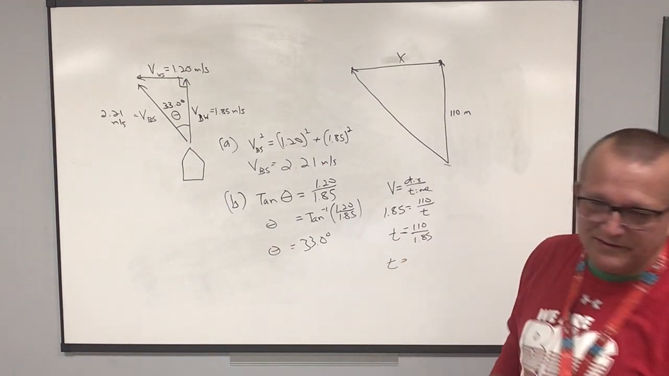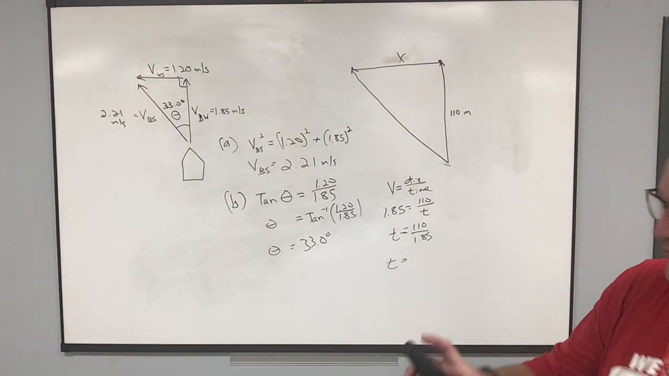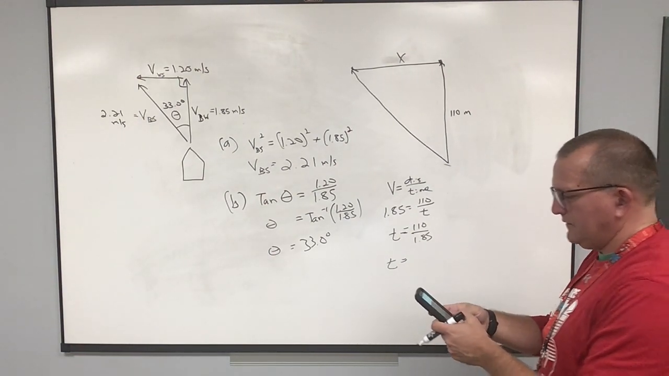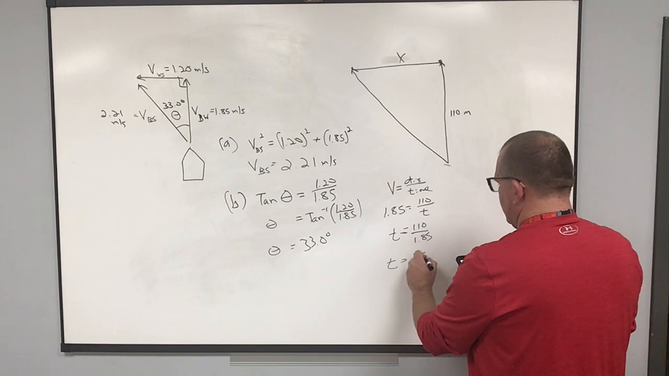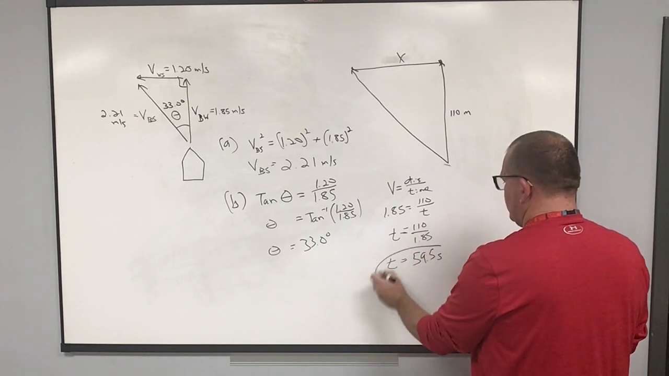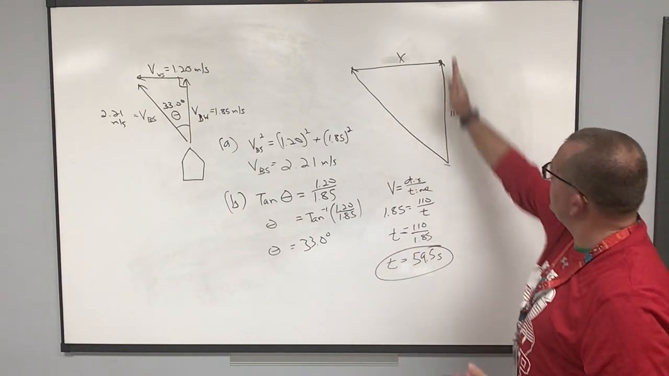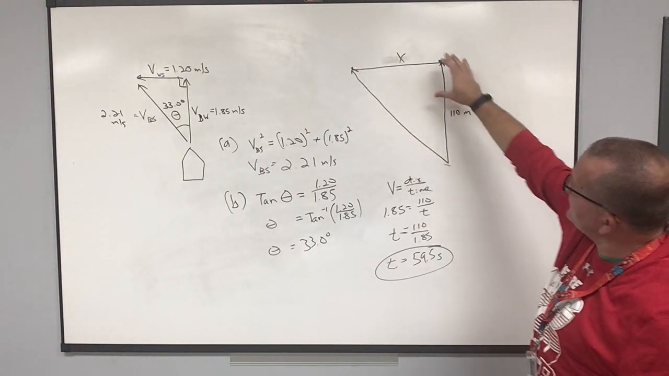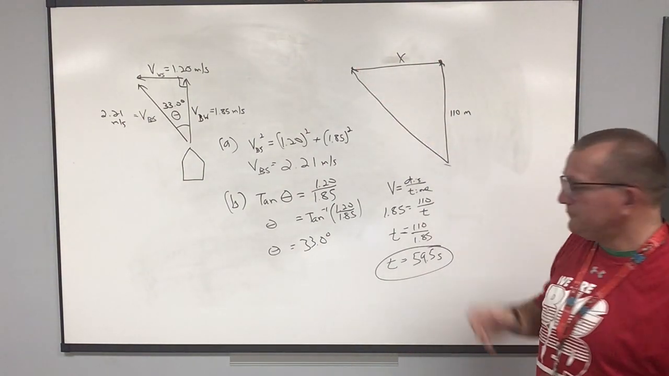You can check my algebra if you don't believe me. 110 divided by 1.85, and it's 59.5 seconds, all right? So that's our time to get across. Now remember, we're heading in this direction totally, but our time in the x and time in the y are going to be the same, right?